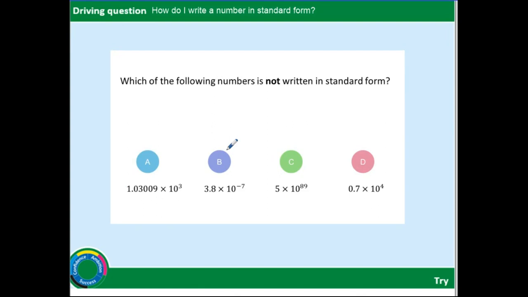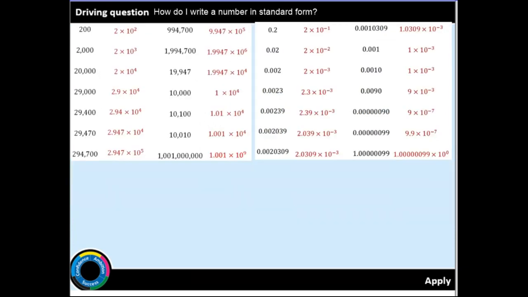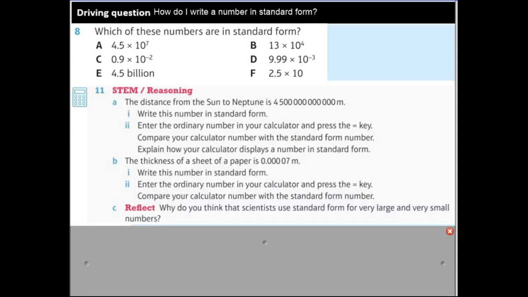Which of the following numbers are not written in standard form? This one. Why? Because this number here is less than 1. It's not between 1 and 10. Okay, pause the video, try these questions, then play when you're ready for the answer. Here are the answers to those questions. Now try these questions. You will need a calculator for question 11.